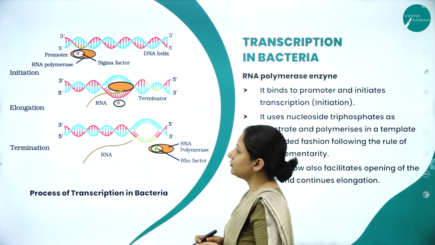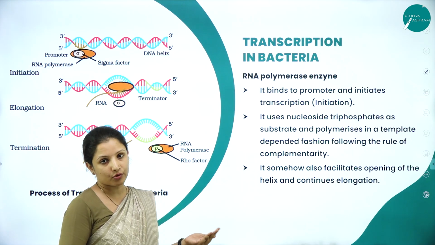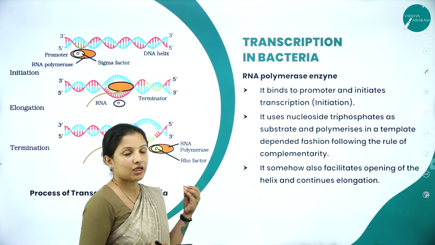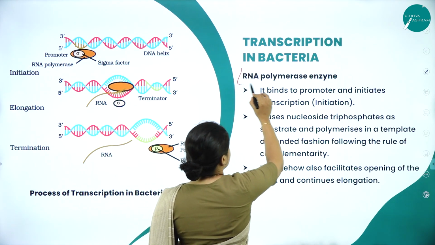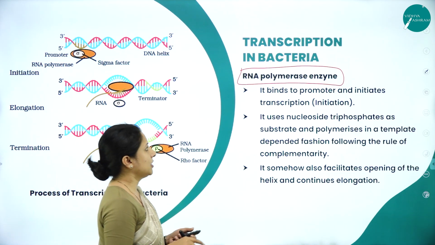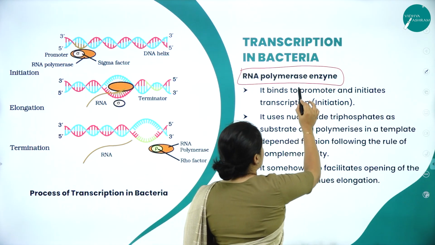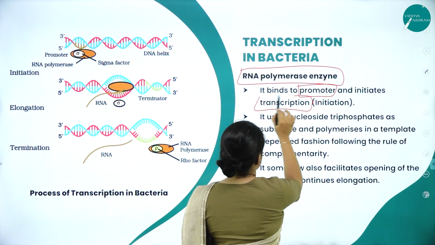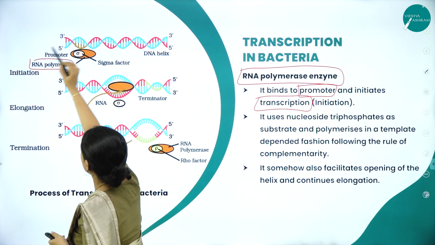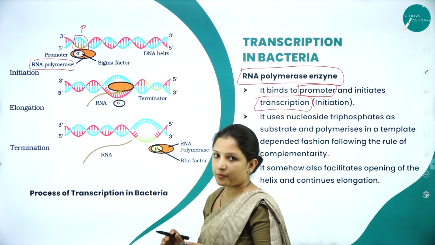Next, let's study the steps involved in transcription in bacteria or prokaryotes. There is one important enzyme involved, called RNA polymerase, that is, DNA dependent RNA polymerase. What is the function of this enzyme? It binds to the promoter and initiates the transcription. If transcription has to happen, the RNA polymerase needs to go and bind to this promoter region.